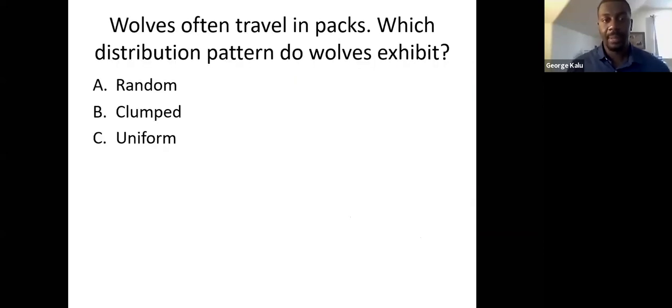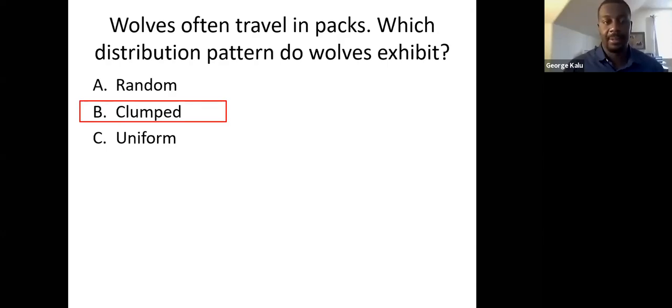A question here. Wolves often travel in packs. Which distribution pattern do wolves typically exhibit? Is this going to be random distribution, clump distribution, or uniform distribution? What do we think? Jackie says B, Kimberly says clumped as well. Yes, and that is true, exactly. Wolves traveling in packs are going to be in groups, so this would be an example of clumped distribution.